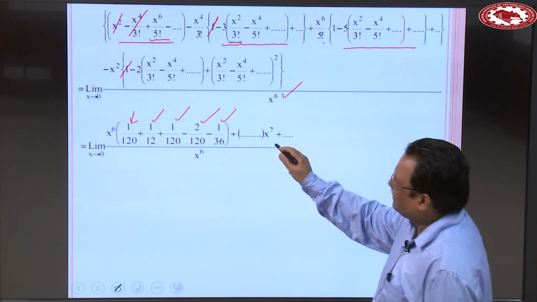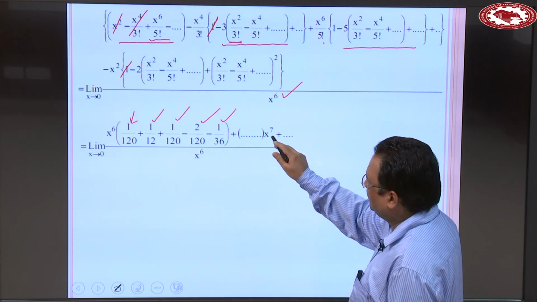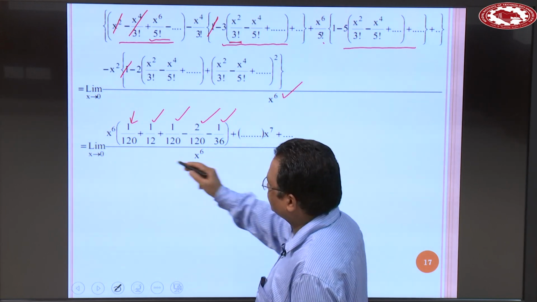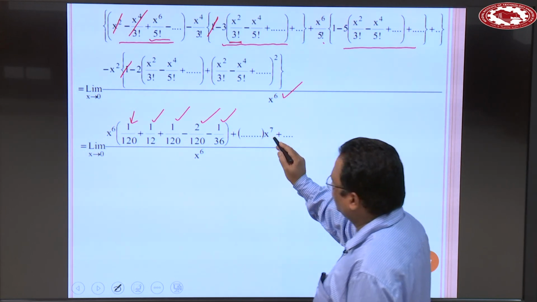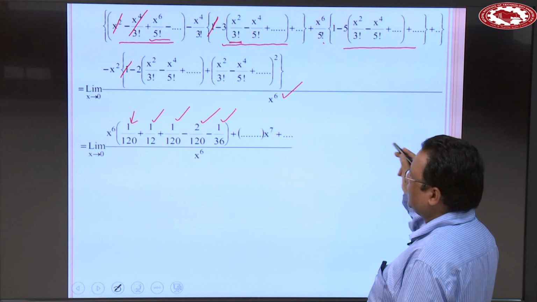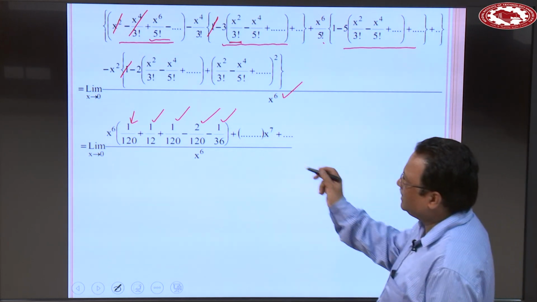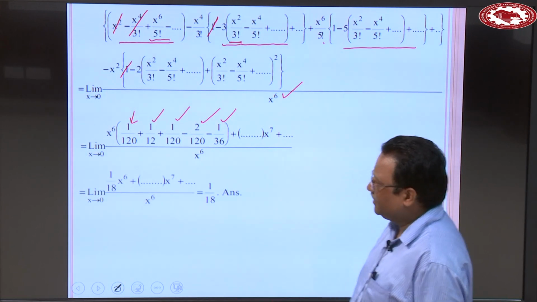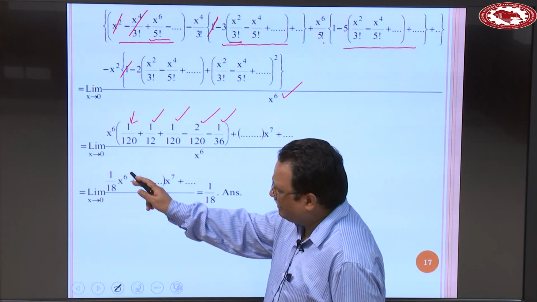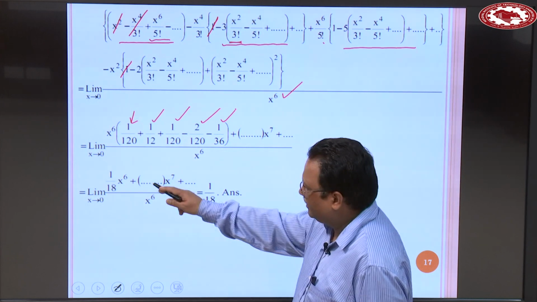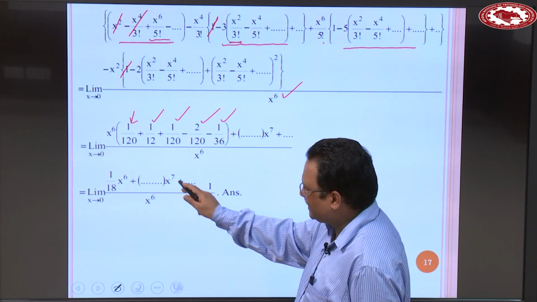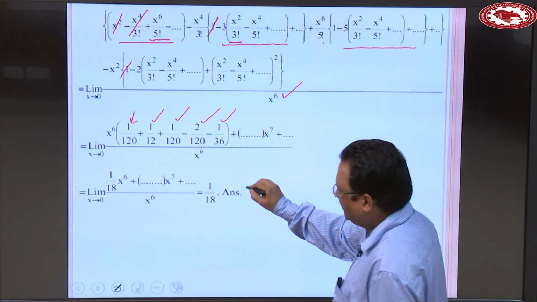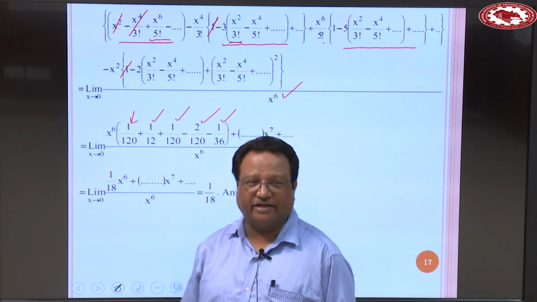Plus, within the bracket, something x power 7 plus and so on, divided by x6. So this x6 cancels. Here it becomes only x term, then x square, then x cube, and so on. So when we apply limit, all these terms tend to 0 and simplify this one. Okay. So we obtain x power 6 divided by 18 plus coefficient of x7 plus and so on divided by x6. So ultimately when you solve, we get 1 over 18.